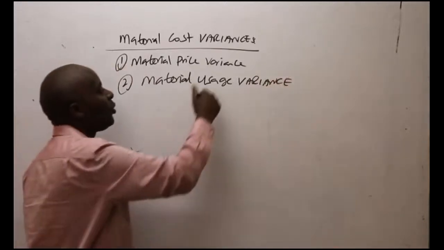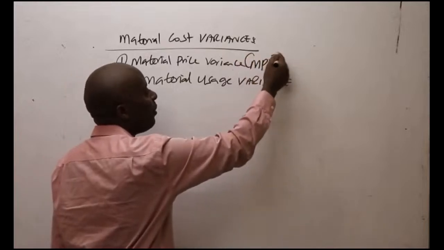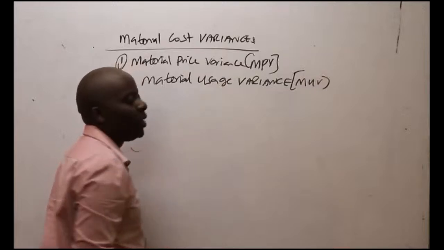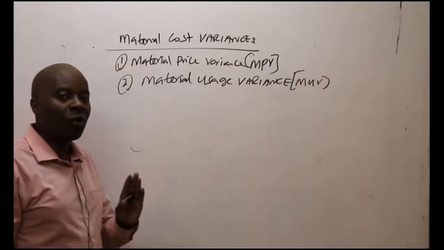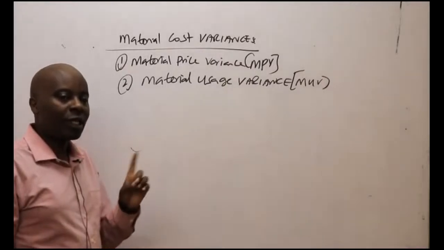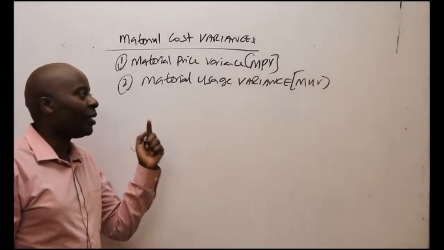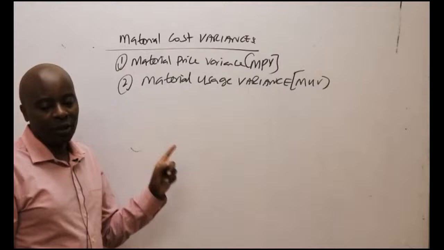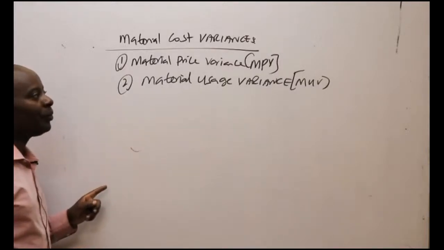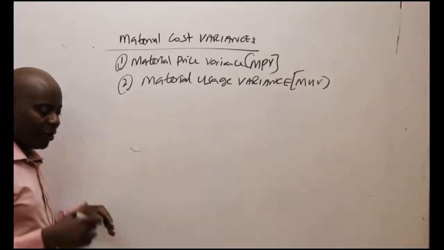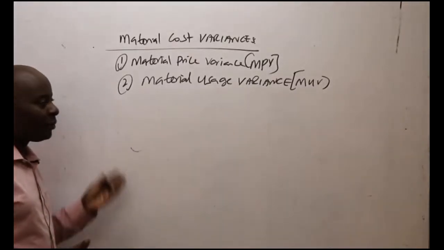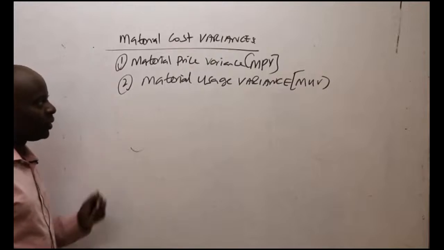This is the one that we abbreviate as MPV, material price variance. And this is the one we abbreviate as MUV. And remember, word of caution, this is a topic for CPA section 2. CPA section 1 students don't have this in their syllabus. So unless you simply stay there for the purpose of getting a broad understanding of the subject, you can't be examined anything from this area.